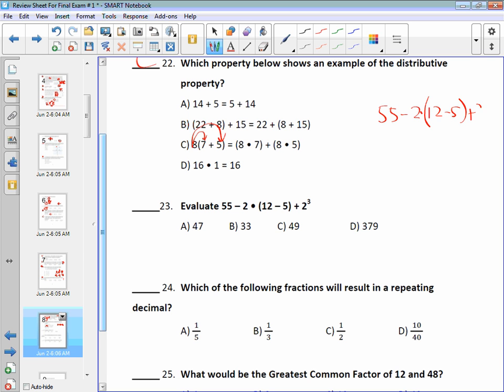Make sure I copied it down correctly first. Okay. What do you do first? Parentheses. 12 minus 5 is 7. I'm going to bring everything else down untouched.